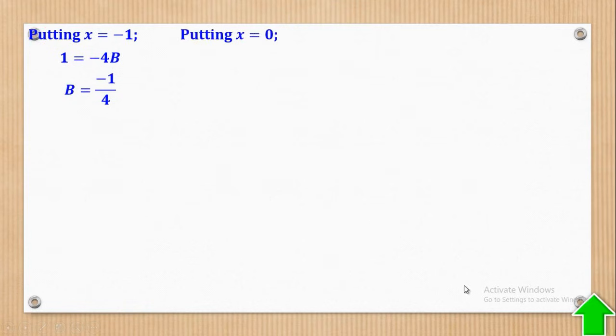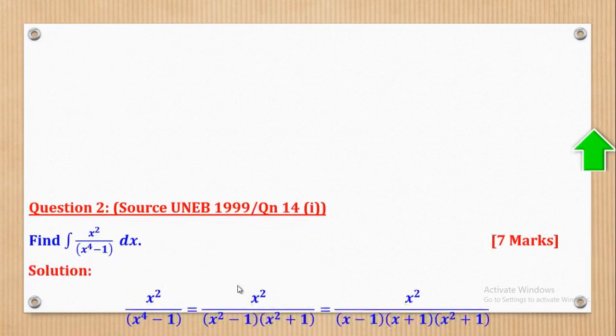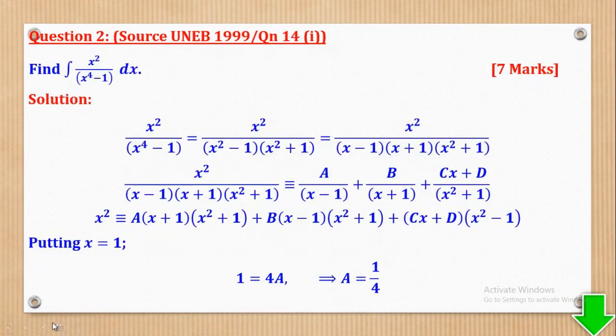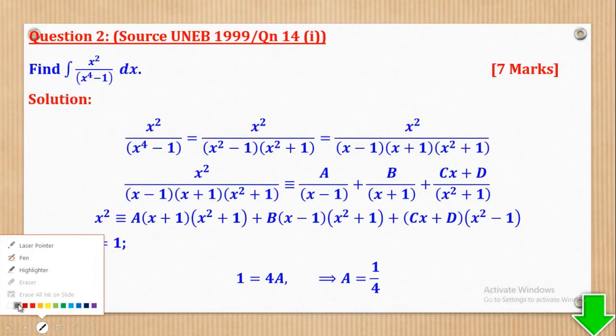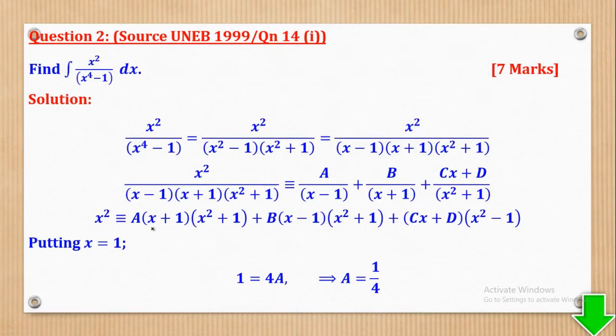What about when I put x equal to 0? When I put x equal to 0, this is what is going to happen. This will remain, but this one is going to cancel. This c will cancel. So I'll get an equation having a, b, and d. So let's do that.